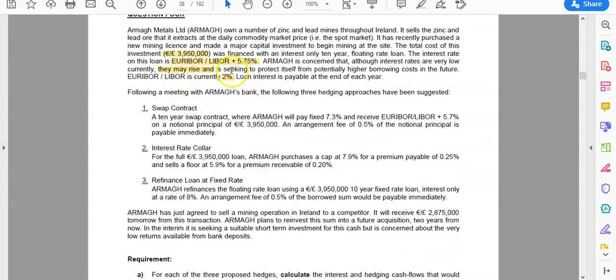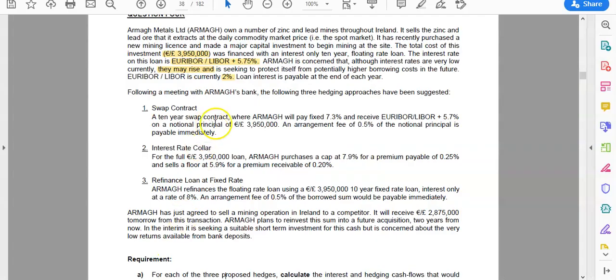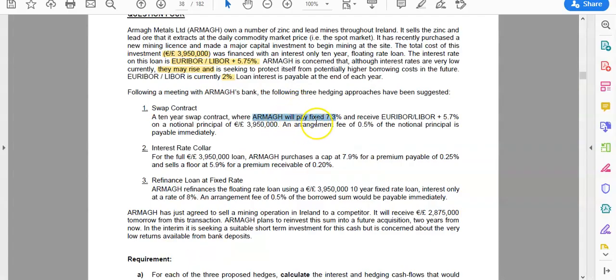So remember, with the swap, you will still borrow the money normally, Euribor plus 5.75. So Armagh are dealing with this other company X. But Armagh are still going to borrow Euribor plus 5.75 and they will enter into the swap. So it's both positions at the same time. So the swap will be Armagh will pay 7.3 fixed, which is this left to right arrow. Armagh are going to pay out that, and they're paying their bank the normal one. And they're going to receive in Euribor plus 5.7.